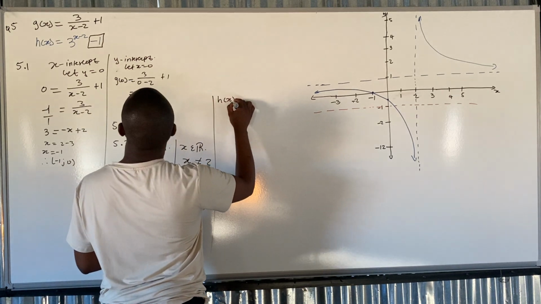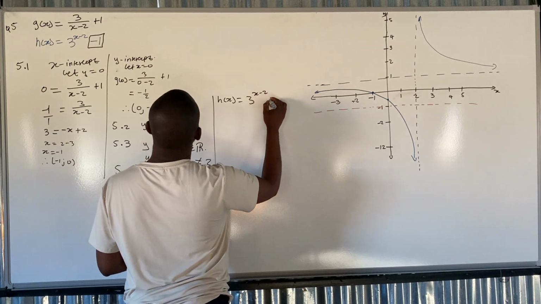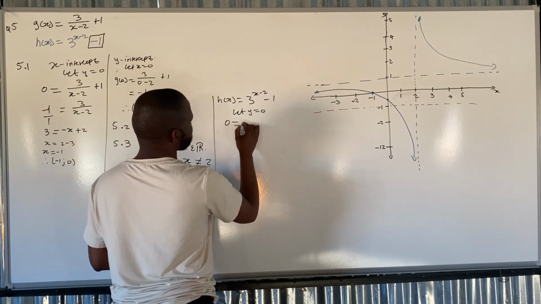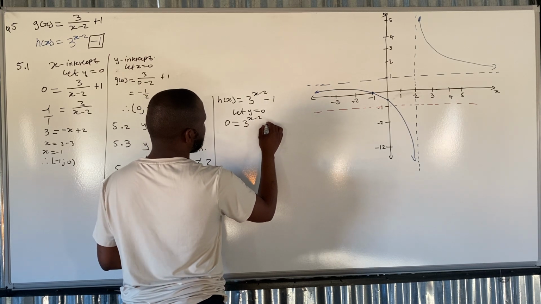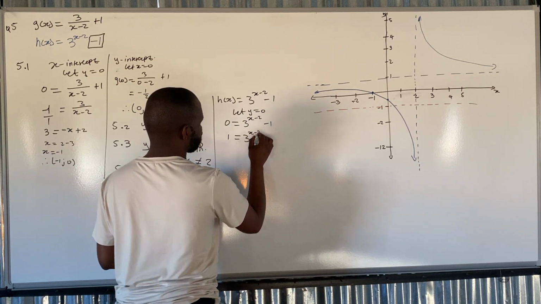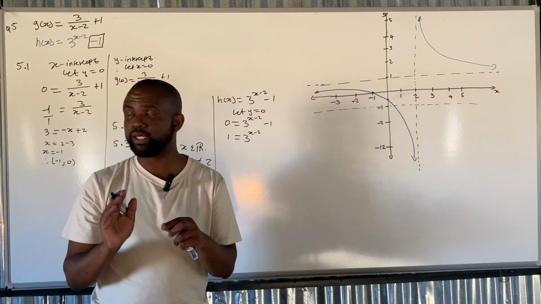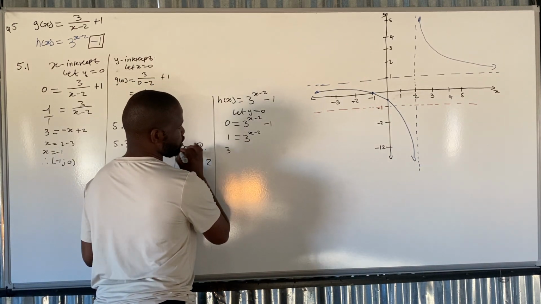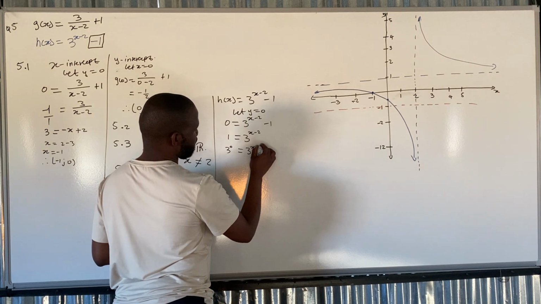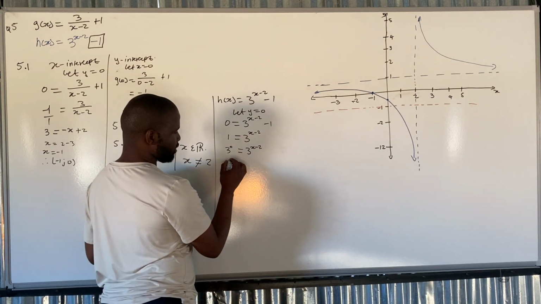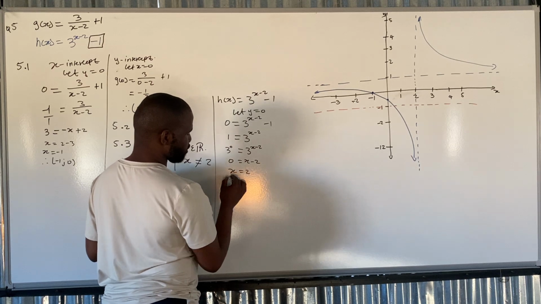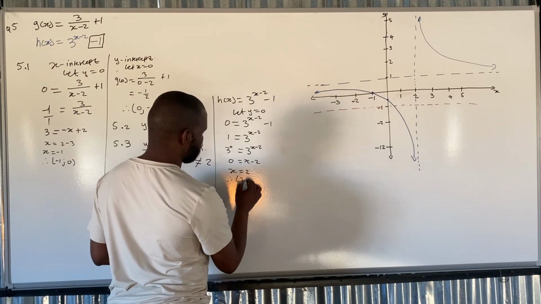So h of x is equal to 3 to the power of x minus 2, and then minus 1. If we let y be 0, finding the x-intercept, it's going to be 0 equals 3 to the power of x minus 2, and then minus 1. Then take this one to the other side. It's going to be positive 1 equals 3 to the power of x minus 2. And now the exponents are going to be very important. Here, change this to be 3 to the power of 0, because anything raised to 0 is what? It's 1. So 3 to the power of x minus 2. Now the bases are the same, so we drop the bases and equate the exponents. So it's going to be 0 equals x minus 2, and then we take 2 to the other side. So x is going to be what? Positive 2.